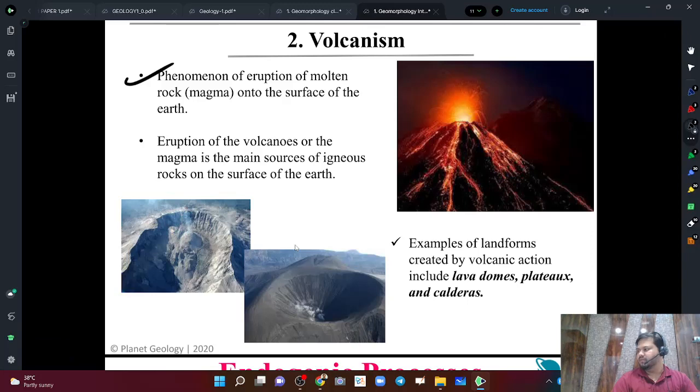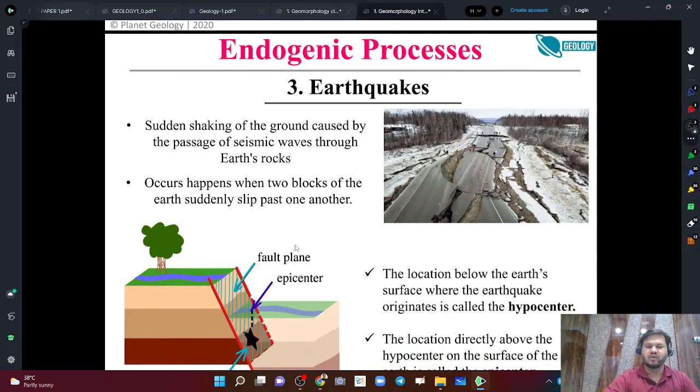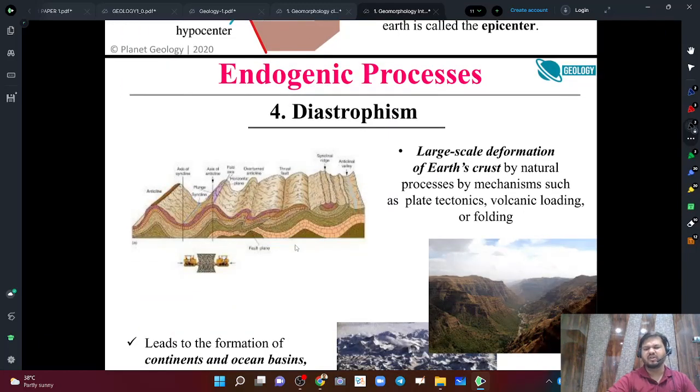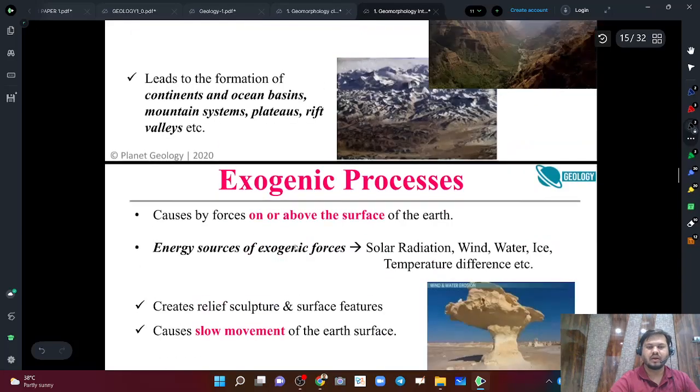Then volcanism also, what is the process? Volcanism is a phenomenon of eruption of magma on the surface of the earth basically, right? So eruption of volcanoes or magma is the main source of igneous rocks, all these things. Then earthquake is there. Earthquake is nothing but sudden shaking of the surface of the earth due to passage of seismic waves, something like that. Then there is also some content on diastrophism. So you see, it is basically the same thing. It is basically tectonism, right? All these things.